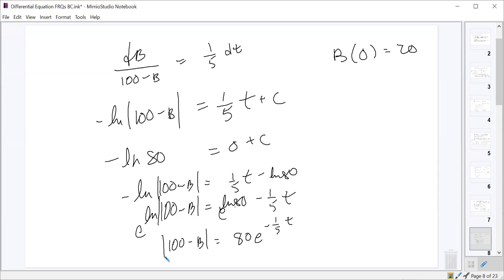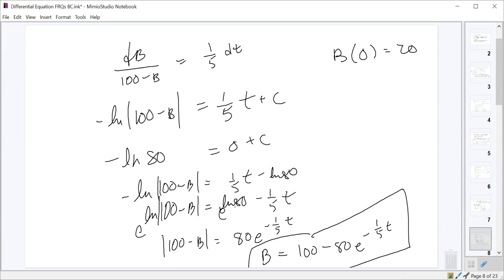Clearing out the absolute value, because we know that the value of 100 minus the weight is always going to be positive. We don't need to worry about positive or negative here. It's just going to be positive. And so we should get B equals 100 minus 80 e to the negative 1/5 t. Good or no? Any questions on that one?